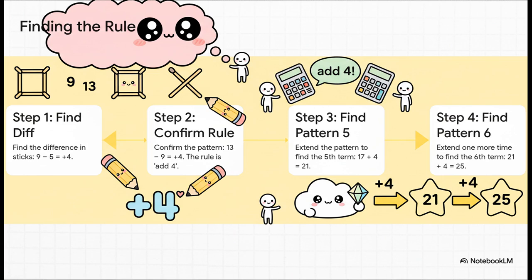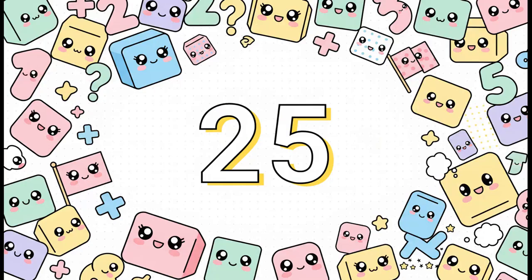The question asks for the number of sticks in pattern 6. We know pattern 4 has 17 sticks. So following the rule, pattern 5 will have 17 plus 4, which is 21. And that means pattern 6 will have 21 plus 4, which is 25. That's our final answer. You've successfully navigated the checkpoint challenge. You translated a visual, found the rule, and extended the pattern. That's some top-level work right there.